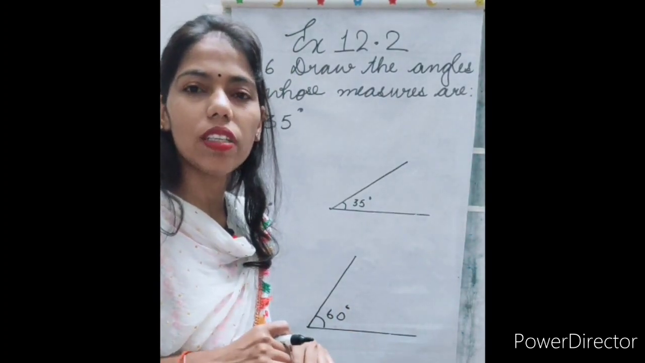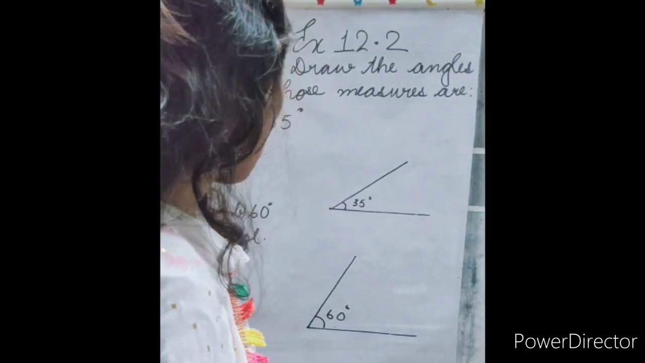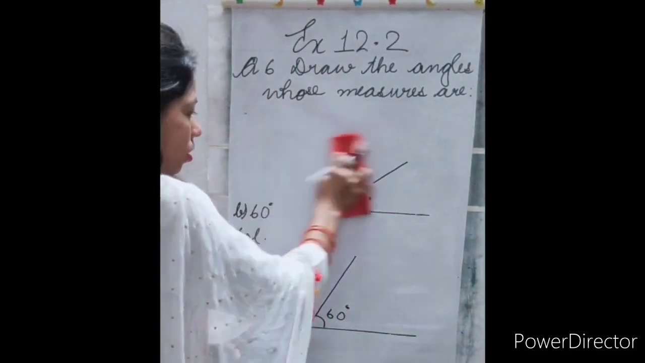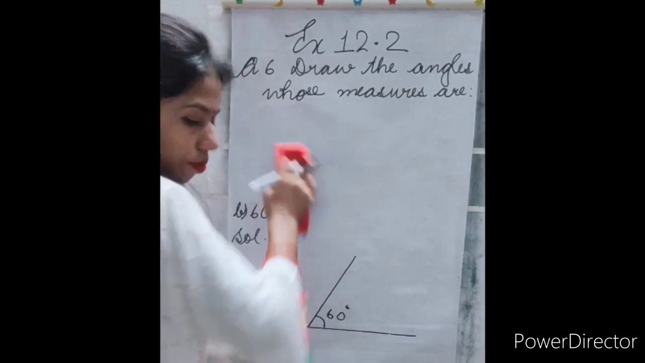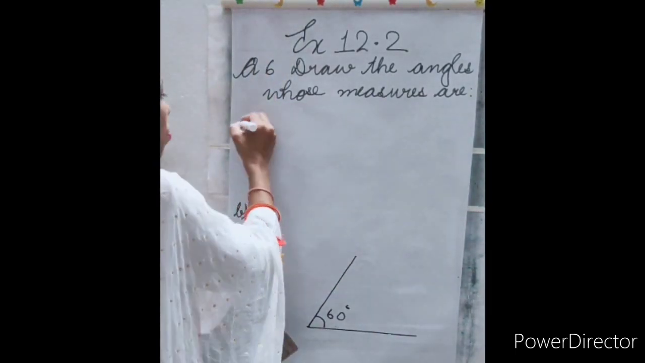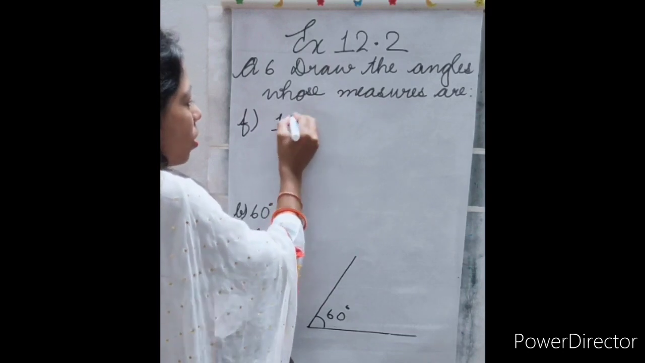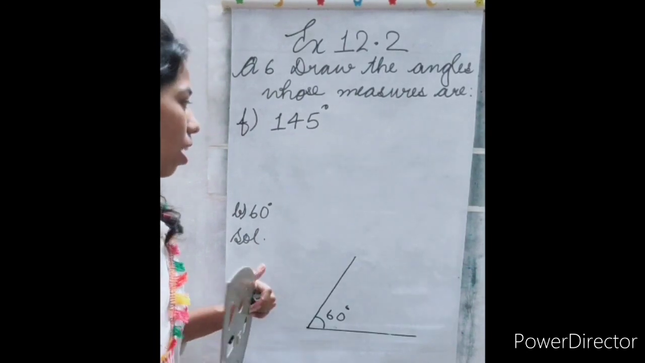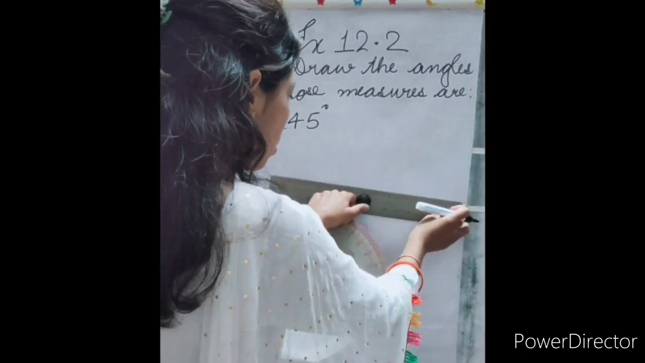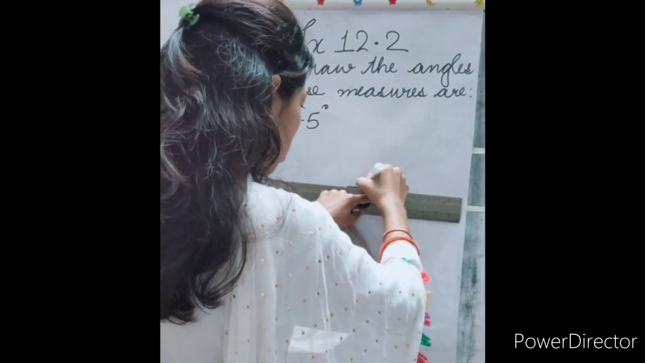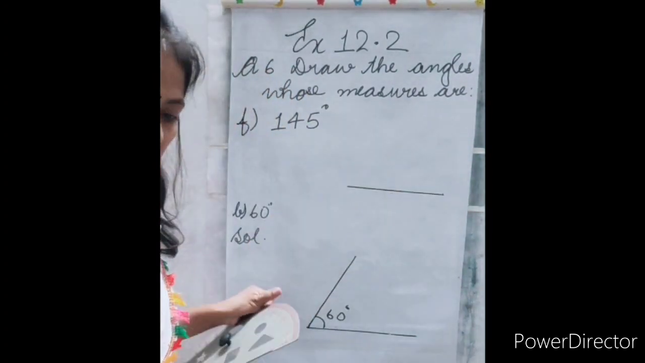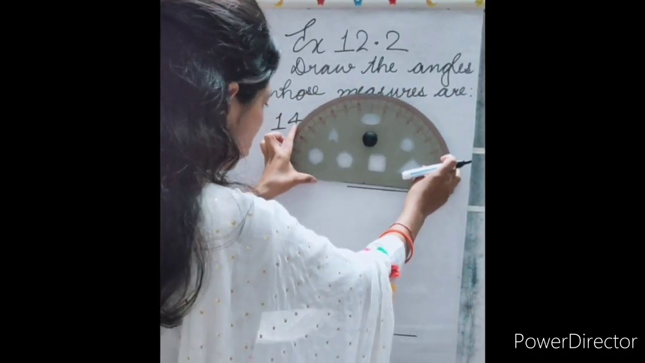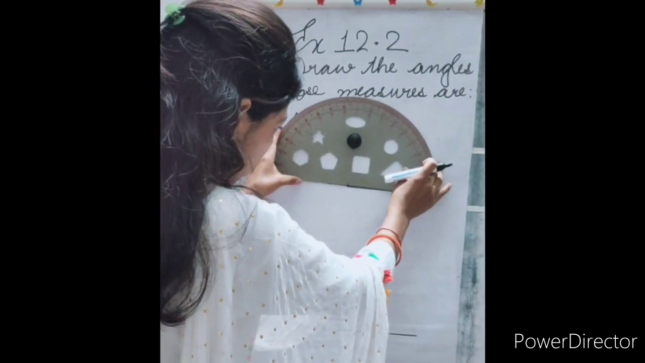Now let's do part F. Part F is 145 degree. Again, first we will take help from our scale for the base of our angle. Then we are going to use our protractor.